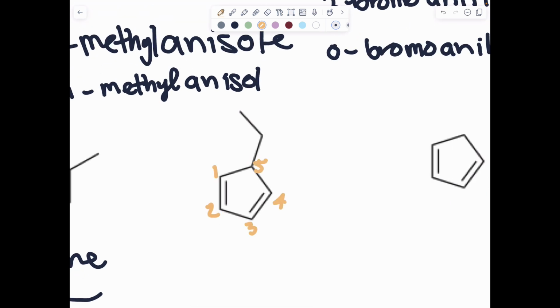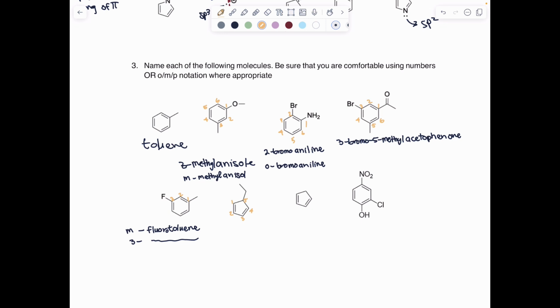Sorry, I messed that up. So double bond has carbon 1 and the ethyl group is carbon 5. So now to name this, our parent chain is going to be cyclopentene, but we need to indicate which of the carbons within that ring have the double bonds. So in this case, it's cyclopenta-1,3-diene. And then because our double bonds start on carbon 1 and carbon 3, and then the ethyl group is on carbon 5, it's going to be 5-ethylcyclopenta-1,3-diene.